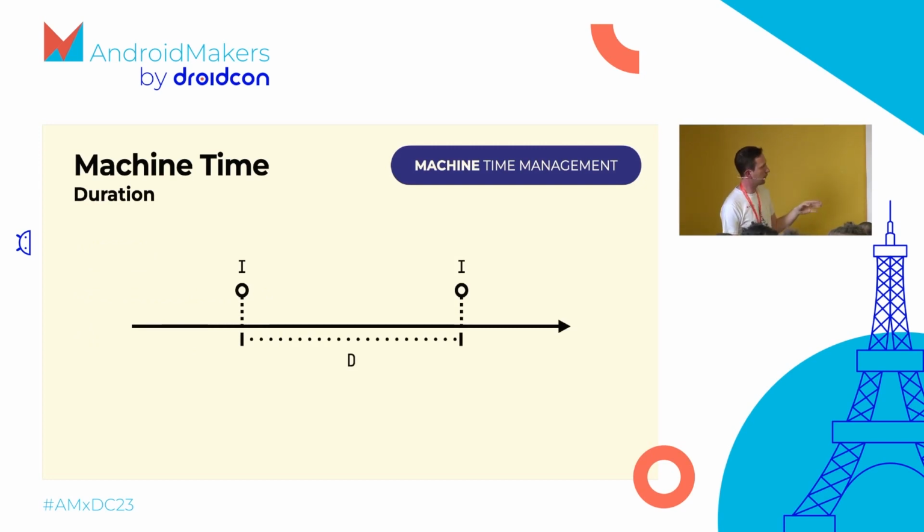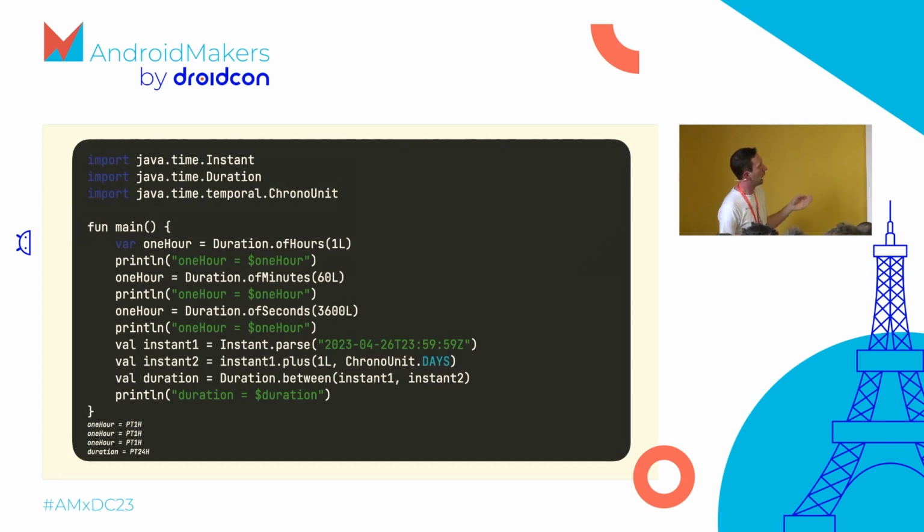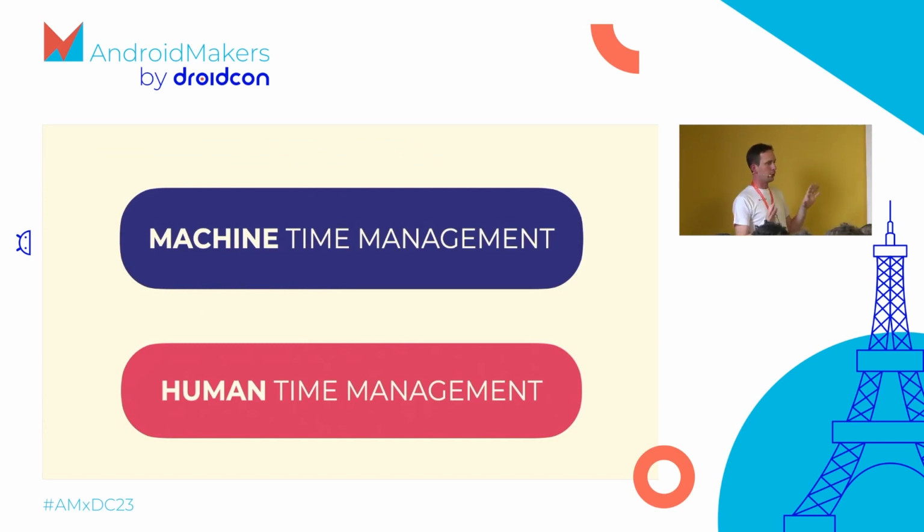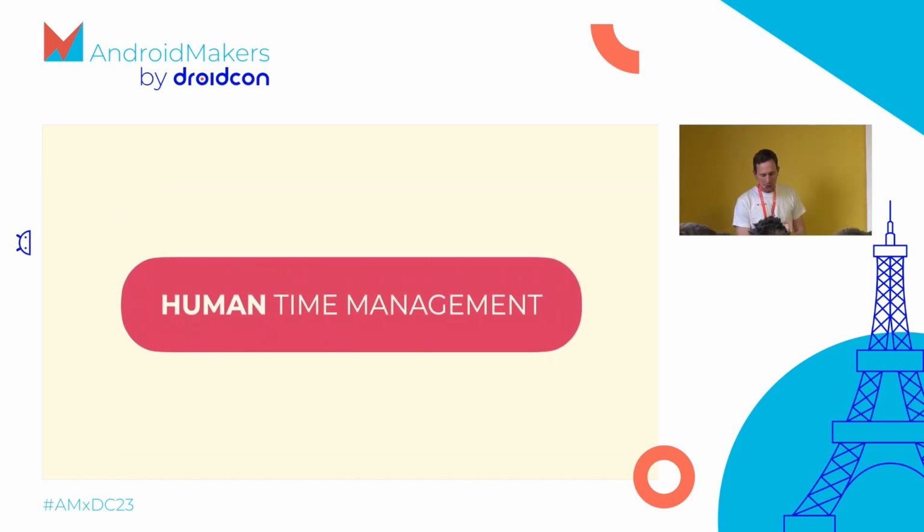If I do a schema of it, it's this. So we have two instants, and then we get the duration. If we do some code here, we have a duration of hours, a duration of minutes, and what is interesting here is when I'm doing duration between two instants, and I get the duration PT24. Again, it's a 20-minute talk. We can go deeper, but these are the main classes that we have to keep in mind. And we can go to the human time management.